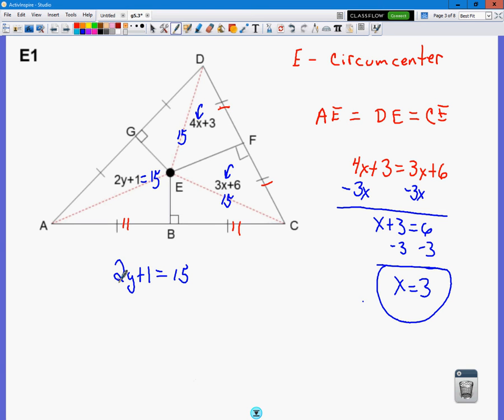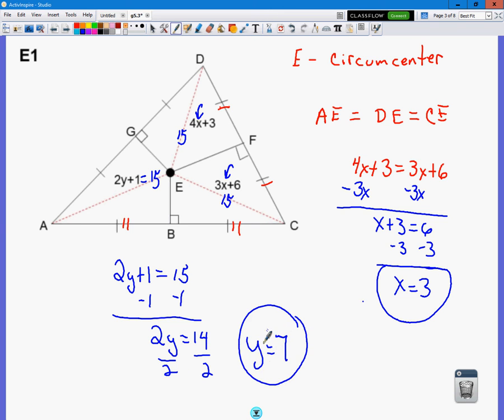Which is exactly what I did. I took 2y plus 1, set it equal to 3x plus 6, but what did I replace x with? 3. And I'm going to solve it. I'm going to subtract 1. 2y is equal to 14. I'm going to divide both sides by 2. And y is equal to 7.